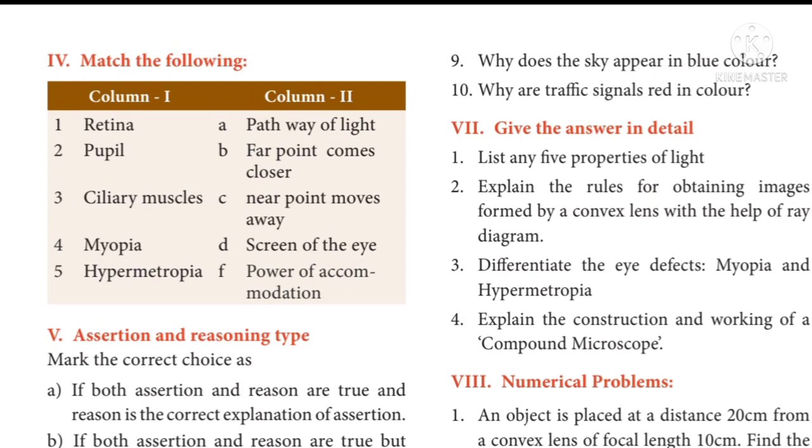Match the following. Retina: the correct answer is screen of the eye. Pupil: answer, pathway of light. Ciliary muscles: the correct answer is power of accommodation. Myopia: the answer is far point comes closer. Hypermetropia: near point moves away.